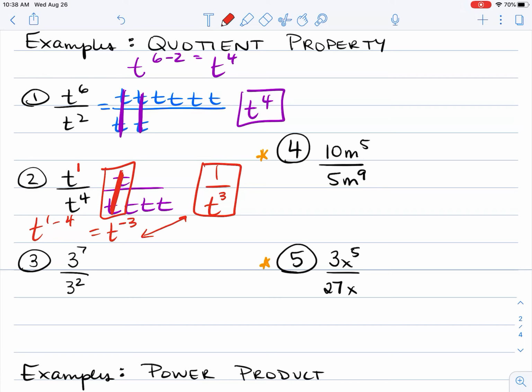This third one is a tricky one because I have a lot of students that want to try to wipe out these 3's, and then I'll get something like 1 to the 5th. But that's not how this works because we're not actually canceling out anything like that. So I'm going to go ahead and expand this just like I have been. I think there's 7 there. And then there's 2 on the bottom.